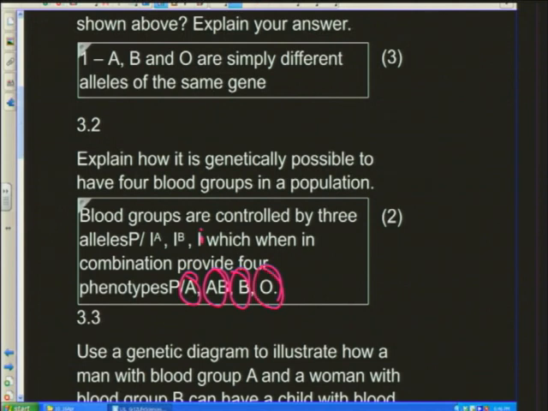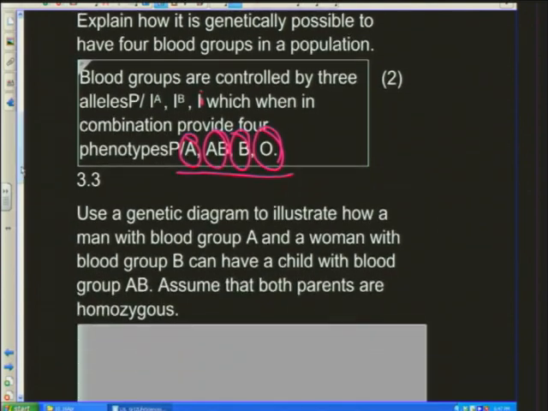So first of all, you must tell them that there are three alleles that control blood groups. And when they are combined, you name them obviously, and they give us these four types of blood groups. And also, we can even talk about the fact that it's complete dominance and codominance. The complete dominance gives us blood group A and B, and the codominance gives us blood group AB. And obviously, we get O from the complete recessive.